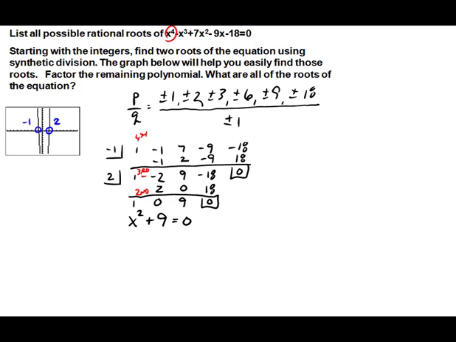So I'm going to use the square root property to solve this. I'll just solve it for x squared, that's negative 9, and then with the square root property, we'll take the square root of each side. We get x equals plus or minus the square root of negative 9, and the square root of negative 9 would be plus or minus 3i. So the four zeros that we get are negative 1, and 2, which we got from the graph, and then plus or minus 3i by factoring the remaining polynomial.